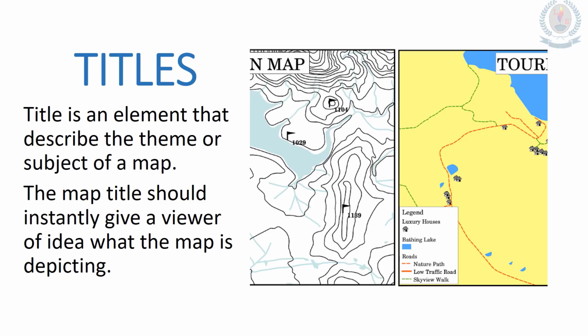Map title is an element in a map layout that describes the theme or subject of a map. The map title should instantly give the viewer a good idea of what the map is depicting. The title of the map should depict applicable information for the intended audience depending on how well they know the subject before viewing the map. Map titles are often made up of 3 parts: the geographic name, the layer name, and the indicator name.